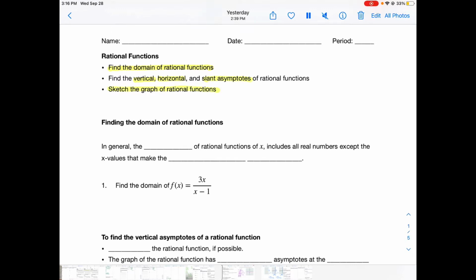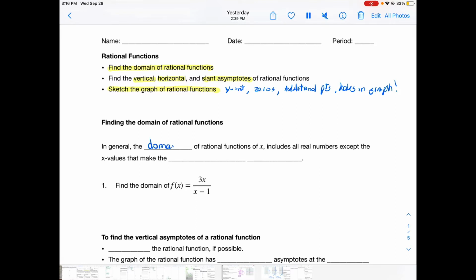And we're going to sketch that graph with vertical asymptotes using our vertical asymptotes, our horizontal asymptotes, our slant asymptotes, our y-intercepts, our zeros, additional points, and holes in the graph. So all this data is going to go together in order for us to sketch rational functions. So first, before that, let's review how to find the domain of rational functions.